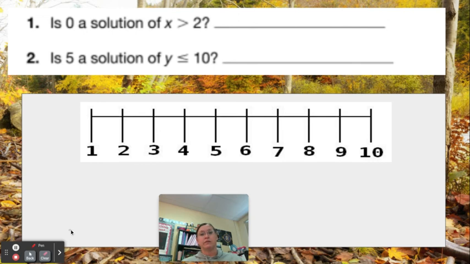Another example we're going to do is number 2. Is 5 a solution of y is less than or equal to 10? So the first thing I'm going to do is I'm going to come over here at 10.